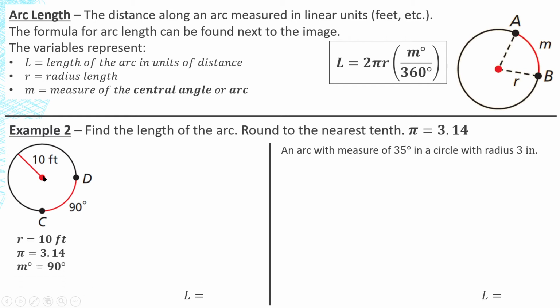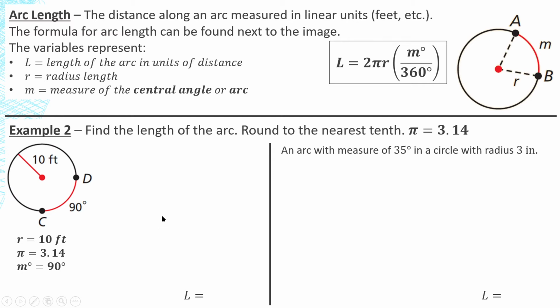So the radius is 10 feet. Pi is 3.14. We've already covered that over here. And the measurement of the arc is 90 degrees. So if we were to connect point C and point D to the center to create the two radii, we would have a central angle of 90 degrees. All right, so we have everything we need.